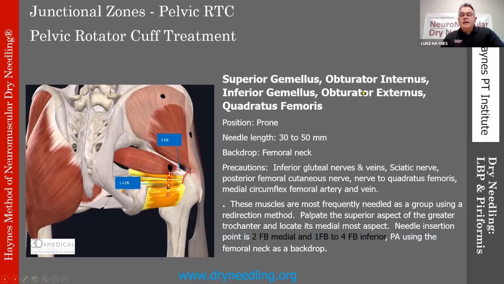And then the gemellis, the obturators, and quadratus femoris, we're going to move, again, superior aspect of the greater troch. We're going to move 2 finger breadths medially, and then we're going to drop, and we're going to needle in a redirection approach. We don't discuss at this level the specifics of how to do that redirection. However, what it basically means is we're not going to retract the needle all the way. We're going to drop it into superior gemellus first. We're going to retract a little. We're going to move the skin tissue, and we're going to do that all the way down until our needle ends up landing in quadratus femoris.